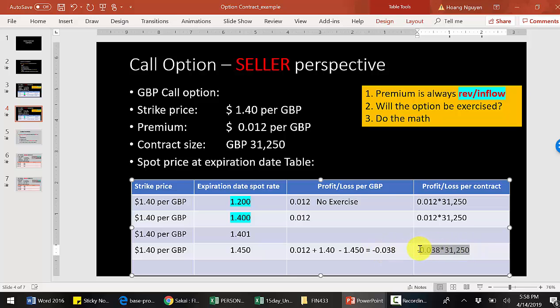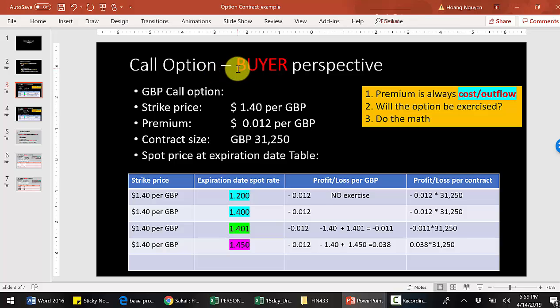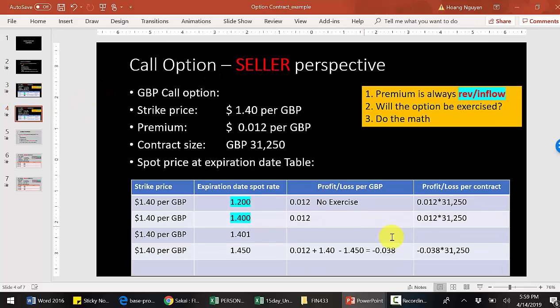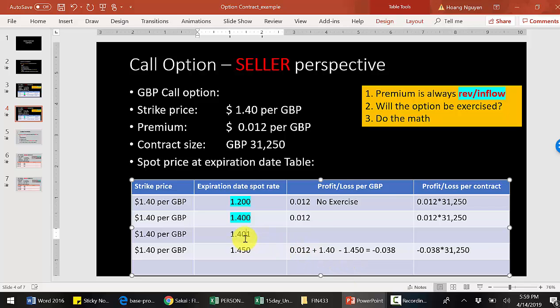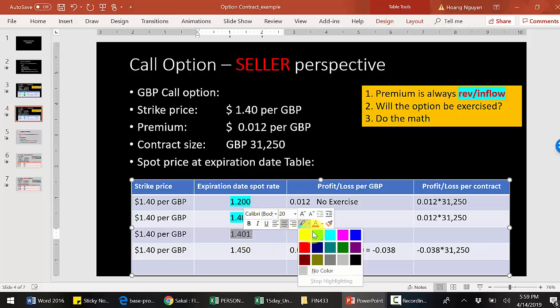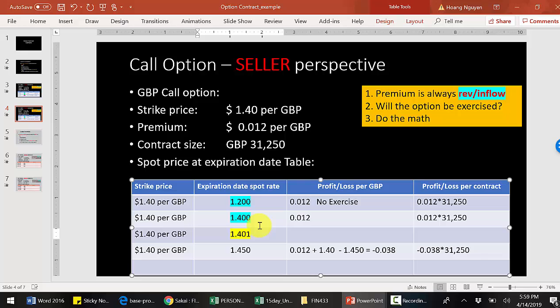So you can make the comparison between the buyer slide and the seller slide. You will see that the loss for one side will be the profit for the other side. Now finally, we look at the situation where the spot rate turned out to be 1.401. Okay. In this case, first of all, the premium is a cash inflow, the profit, right?